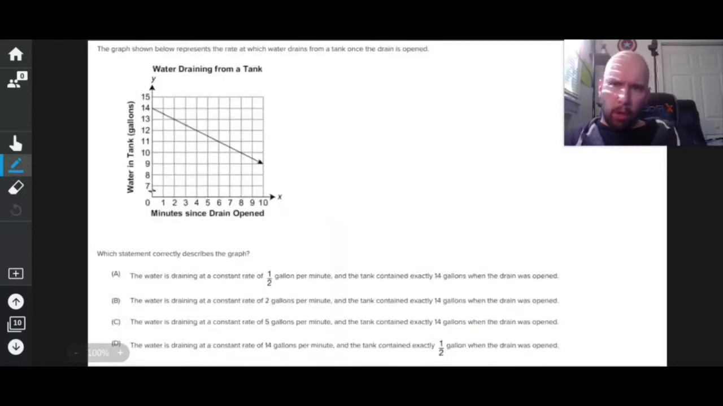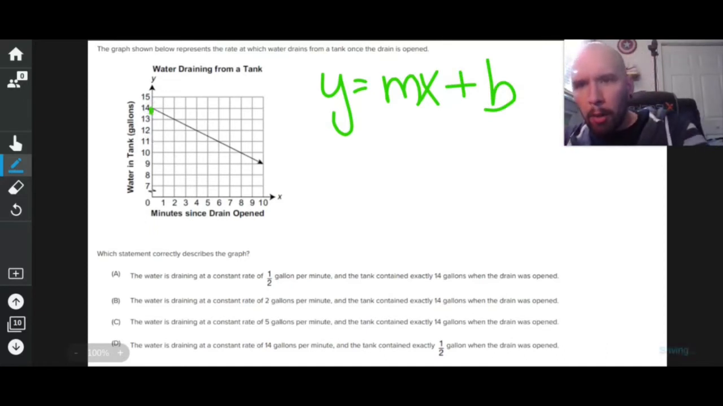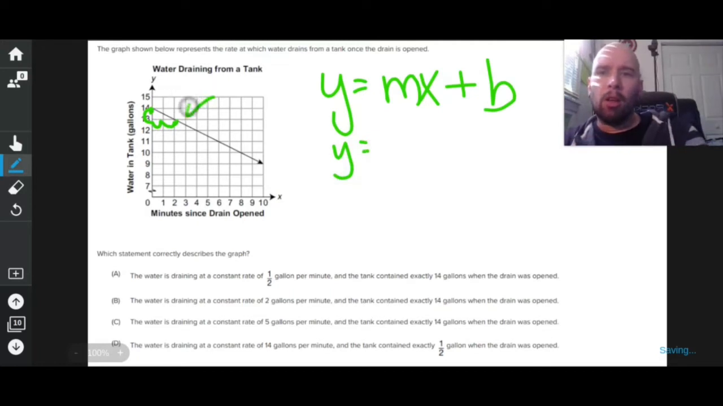The graph shown below represents the rate at which water drains from a tank once a drain is open. All right, so let me just make believe that I don't see that this is a multiple choice thing and see what I can do. Okay, I'm going to come up with the equation to this guy. Y equals mx plus b. These numbers go up by 1s like they normally do. So if I wanted to find a slope, I'd put a dot there, and I'd put a dot there, and it goes down 1 over 1, 2. So my slope is down and to the right, which is negative 1 over 2.